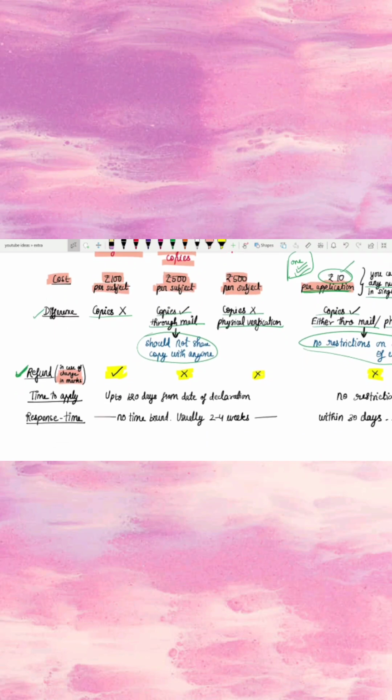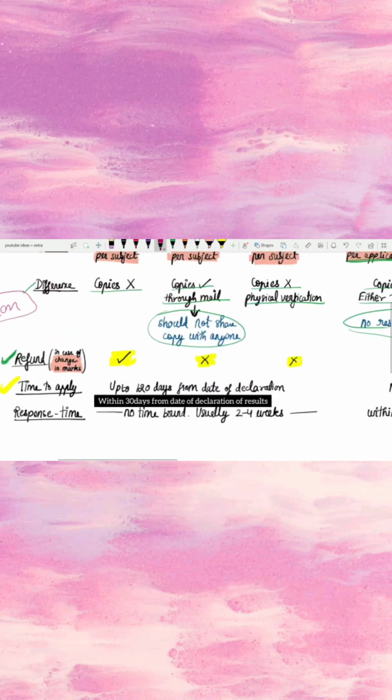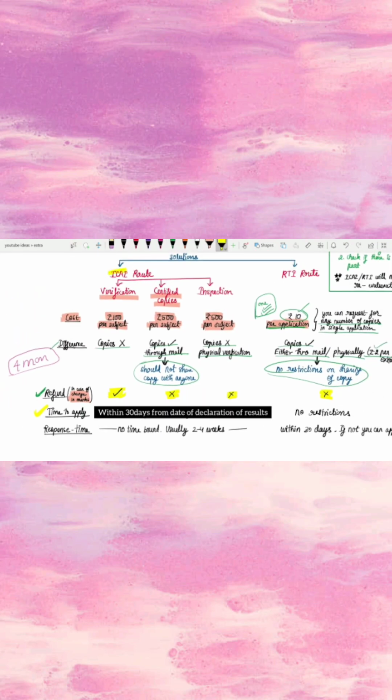Then, when can you apply for these? Once your results are out, whether it is verification, certified copies, inspection or the RTI route. The application through the ICAI route can be made within 1 month from the date of declaration, that is, within 30 days from when your results are declared. Whereas under the RTI route there are usually no restrictions, but within 4 months is preferable. You can apply at any time.